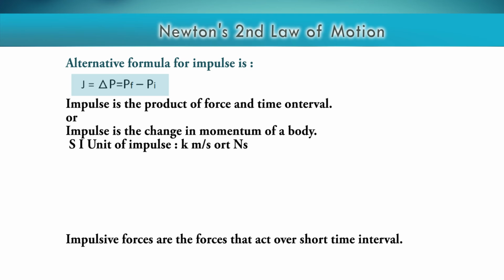This formula relates impulse to the change in the momentum of the object. So we can define impulse as the product of force and time interval, or it is the change in momentum of a body. Impulse has two different units, either kilogram meter per second or Newton second.